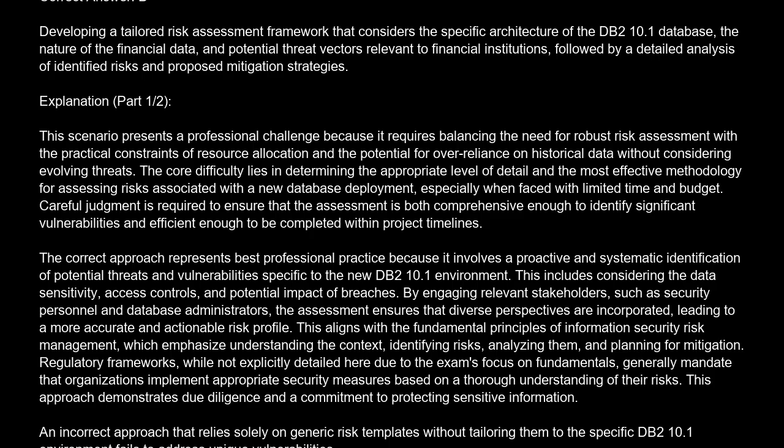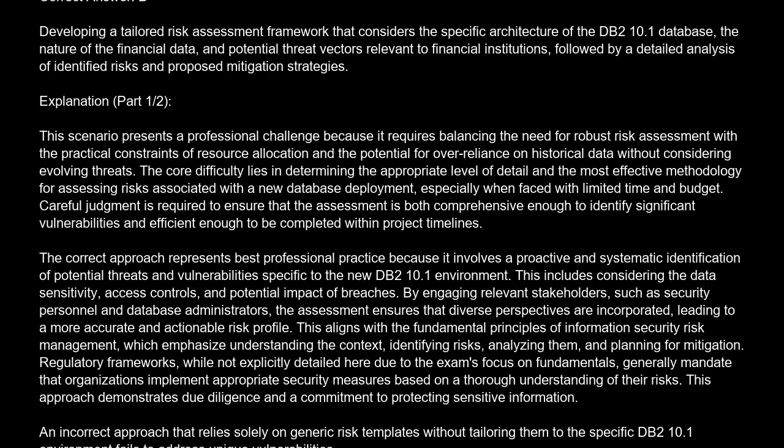Explanation. This scenario presents a professional challenge because it requires balancing the need for robust risk assessment with the practical constraints of resource allocation and the potential for over-reliance on historical data without considering evolving threats. The core difficulty lies in determining the appropriate level of detail and the most effective methodology for assessing risks associated with a new database deployment, especially when faced with limited time and budget. Careful judgment is required to ensure that the assessment is both comprehensive enough to identify significant vulnerabilities and efficient enough to be completed within project timelines.